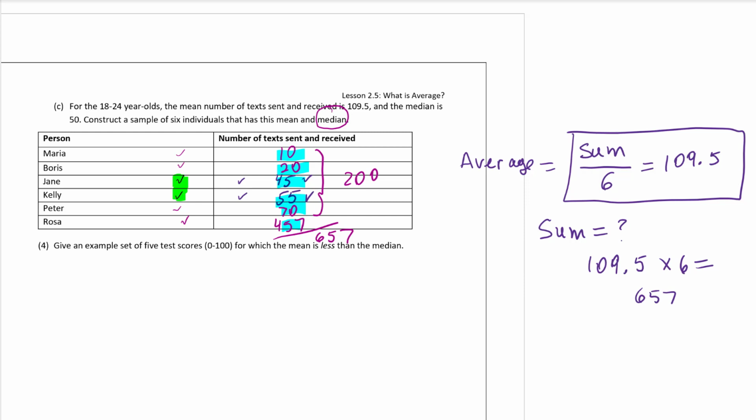Alrighty, so you see what happened? I would say a takeaway here: if you know the average, then you're able to go back and find the sum by multiplying the average times the number of data points. It's an important thing.